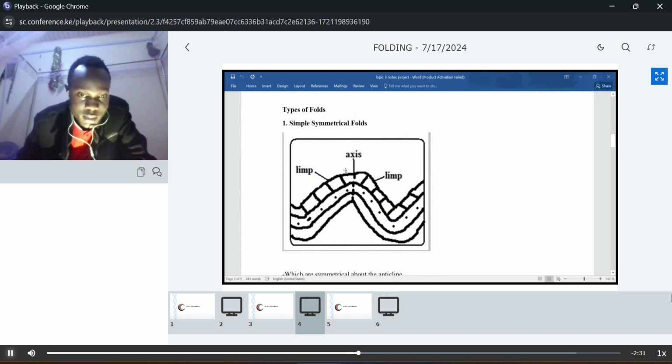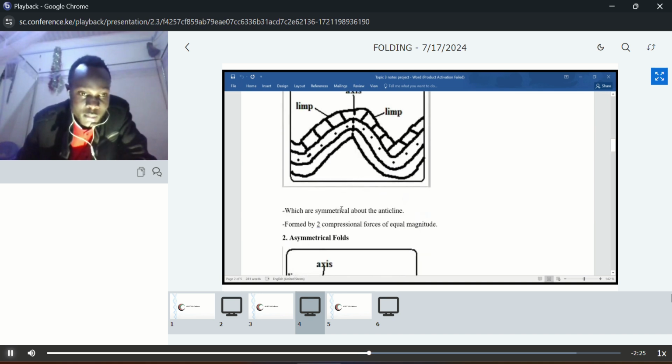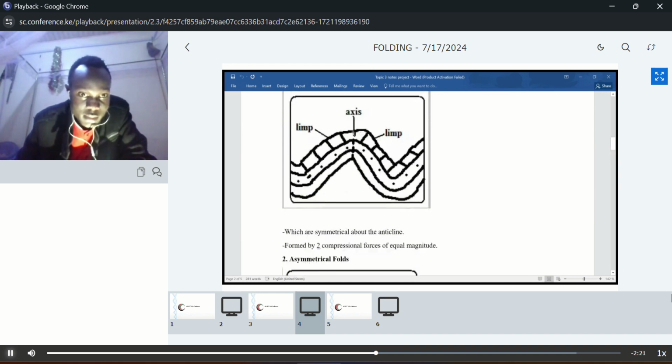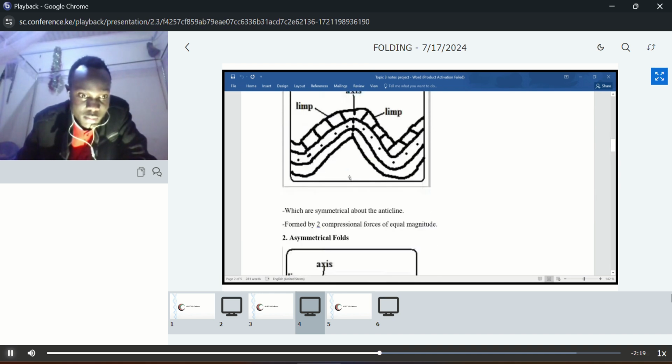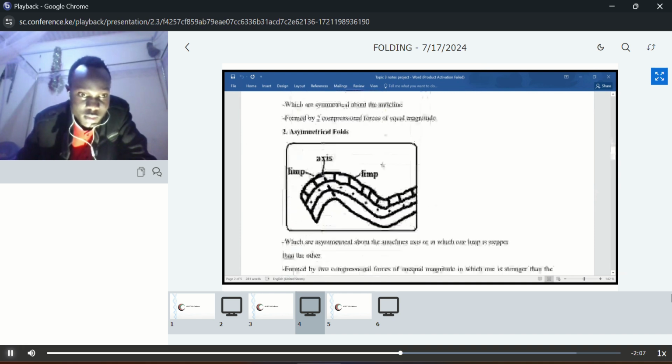You have the limb here, the axis, and you draw the axis. It is vertical. You have the limbs, which are symmetrical about the anticline. This is the anticline. They are symmetrical about the anticline, formed by two compressional forces of equal magnitude. The compressional forces at this end and at this end are equal, so leading to formation of a symmetrical fold.